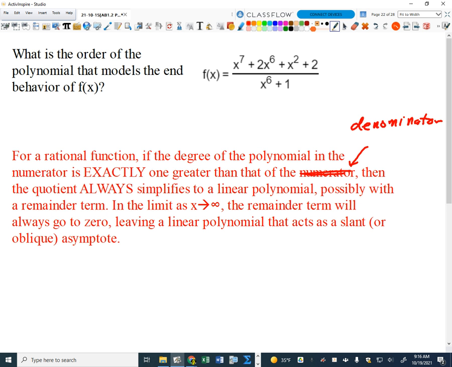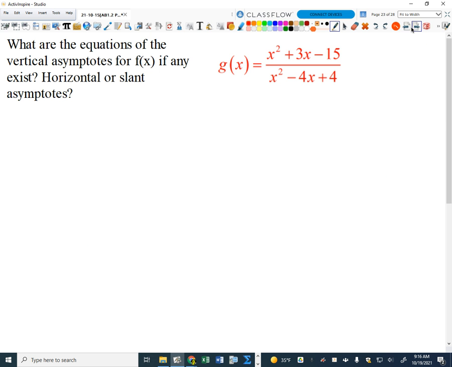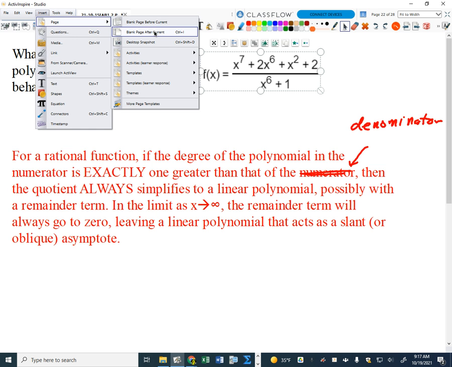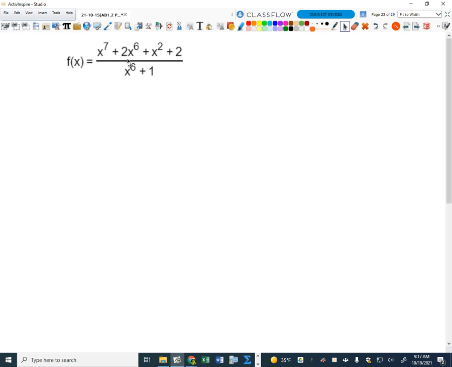Then the quotient always simplifies to a linear polynomial. So we always are going to get a slant or oblique asymptote. All right, so let's try this one. Okay, so with long division, we set up our division template.